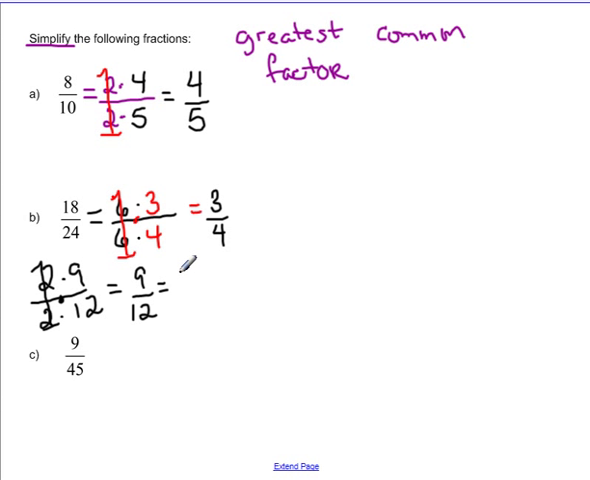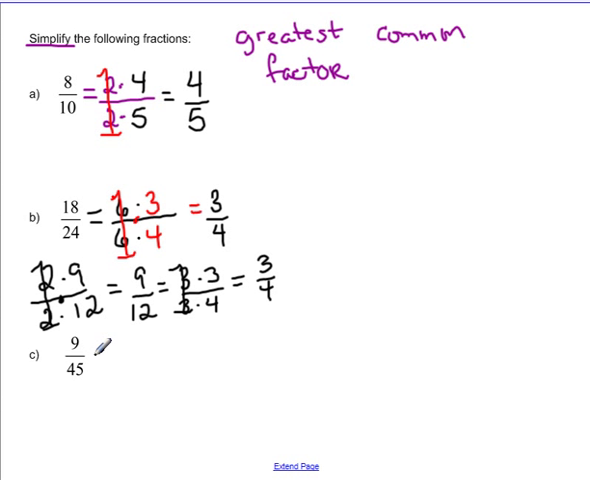So then we would have to say, well, 9 is 3 times 3. 12 is 3 times 4. And so notice that we still would have ended up with the same answer, but it would have just taken us 2 steps instead of just using the 1 step of the greatest common factor.